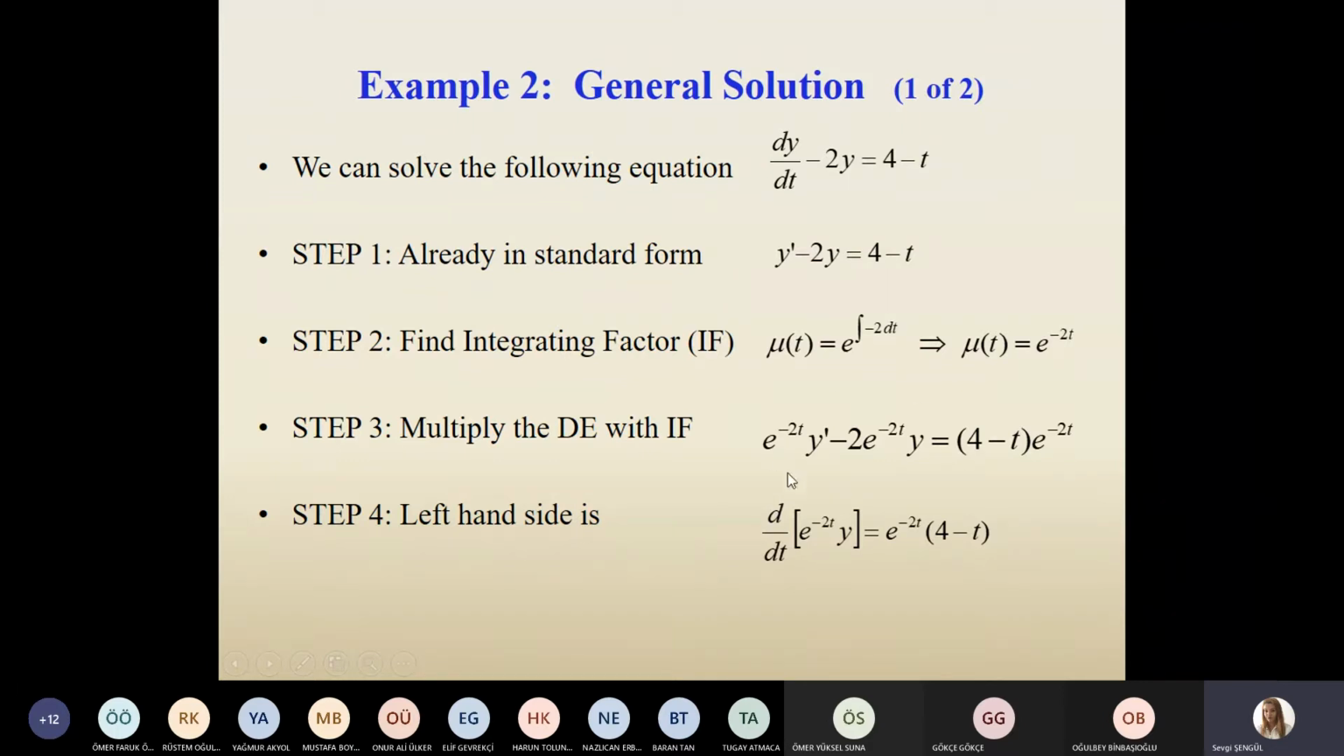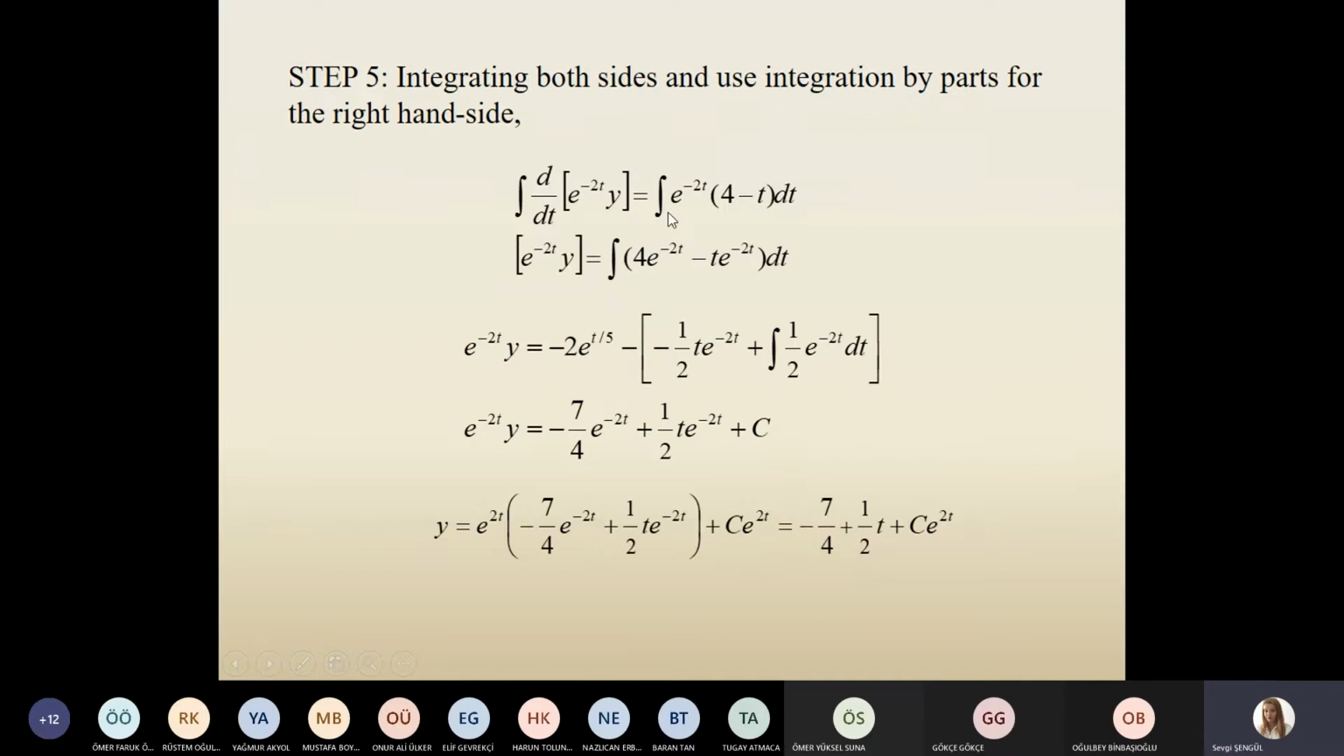And the left-hand side will always be the derivative of mu of t y. You can check your calculation up here to see if it is true or not. According to the product rule, the derivative of the first one times the second plus the first one times the derivative of the second, exactly, you will get the left-hand side in step 3. And after that, what do you need to do? Take the integral of each side, solve for y. Take the integral of each side.